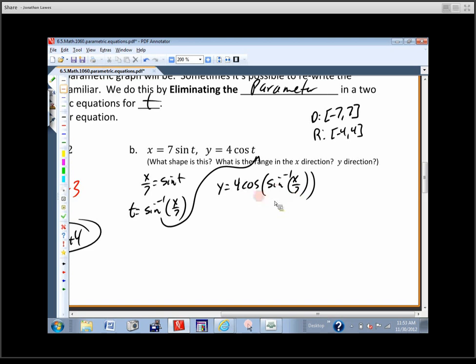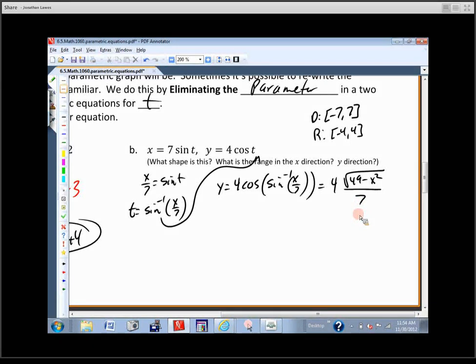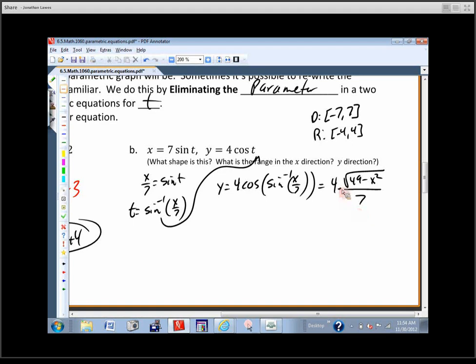Does anybody recognize that? That was the starter question, right? So we could draw a picture of that again, but correct me if I'm wrong, this turned out to be the cosine of sine inverse of x over 7 was the square root of 49 minus x squared over 7. Is that right? That's what it was, right? Okay, so here's what we've got at this point. Y equals, I'm going to write it this way, 4/7 square root 49 minus x squared.